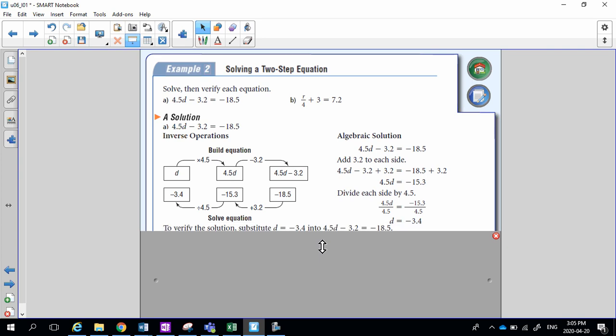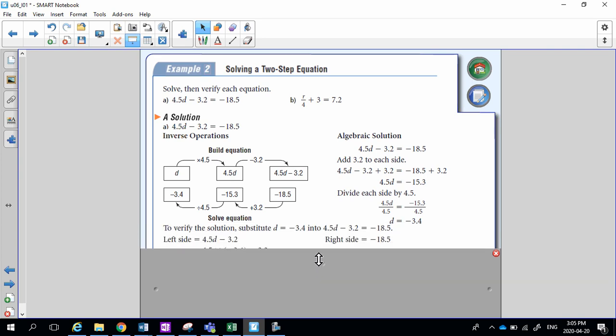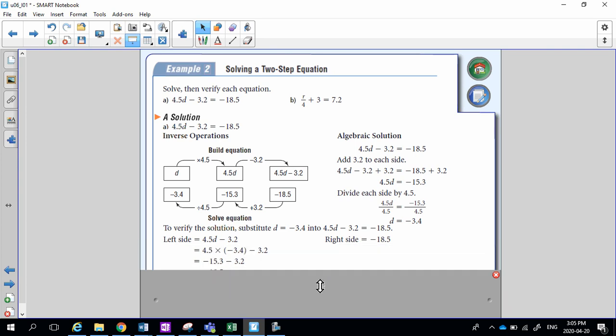So if we want to find out if that's right, see down here, it starts talking about how to verify the solution, substitute d equals minus 3.4 into that equation. Okay, so that means we're going to take the answer we got, minus 3.4, and stick it into the equation right there as d. So it's going to be 4.5 times negative 3.4, take away 3.2, and we're going to find the answer to that whole left side. If it's the same as this, then you know you did it right. If it's not, then you made a mistake.